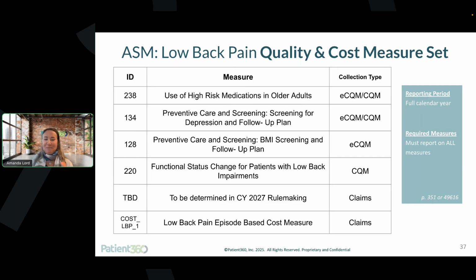We hope that in future rulemaking, they will include other measures, and we'll be staying tuned for that instead of 220. For the MRI lumbar spine for low back pain measure that was proposed, they're not finalizing it. They're going to revisit that in the future rulemaking, and they've left it, you can see on the 5th line there, to be determined. Okay, next slide.